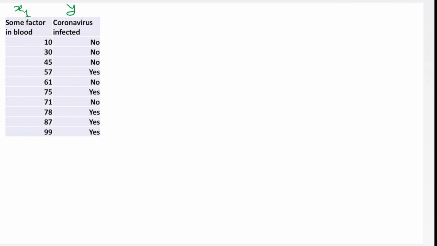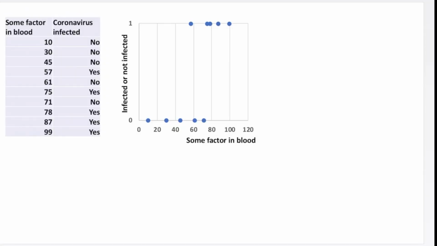In our linear regression model, we cannot directly use yes or no. We will be using a number to represent yes or no. In this case, yes would refer to 1 and 0 would refer to no. That means 1 indicates coronavirus positive and 0 indicates coronavirus negative. Now both the columns have numerical values. Now if we plot this data, that means in the horizontal axis if we put x1 and in the vertical axis if we put y, we receive this particular plot.